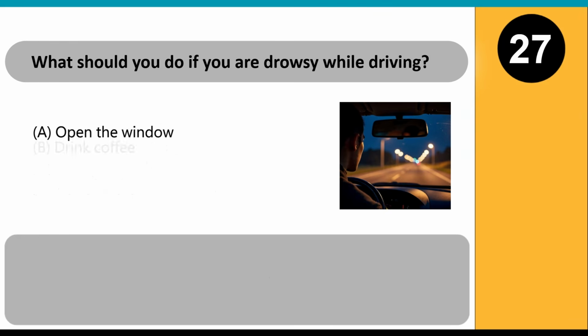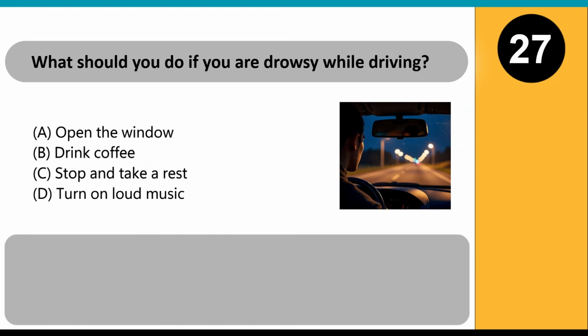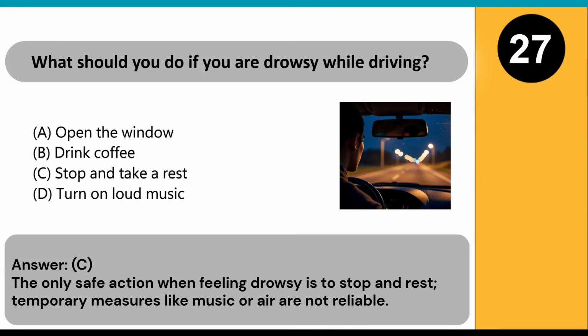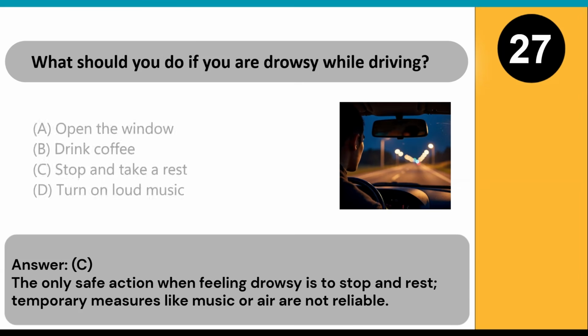What should you do if you are drowsy while driving? A. Open the window. B. Drink coffee. C. Stop and take a rest. D. Turn on loud music. Answer: C. The only safe action when feeling drowsy is to stop and rest. Temporary measures like music or air are not reliable.